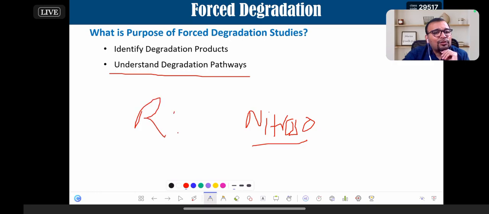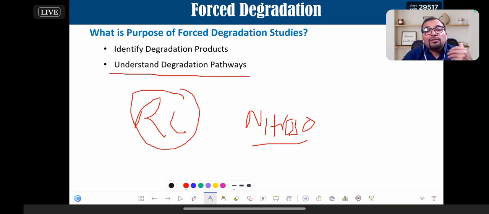Pathways are nothing but the root cause. You understand, pathways are nothing but what? Root cause. What is the root cause behind formation of maybe salicylic acid? What is the root cause behind formation of N-nitrosoamine impurities? What is the root cause behind formation of tartaric acid adduct impurities?